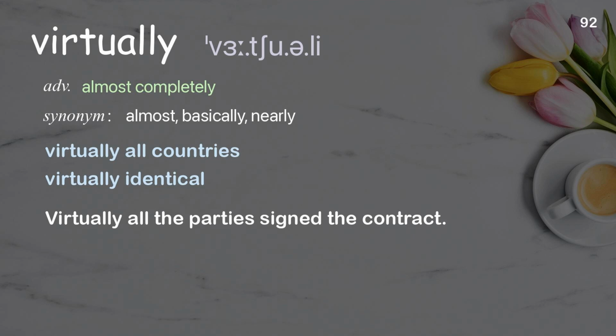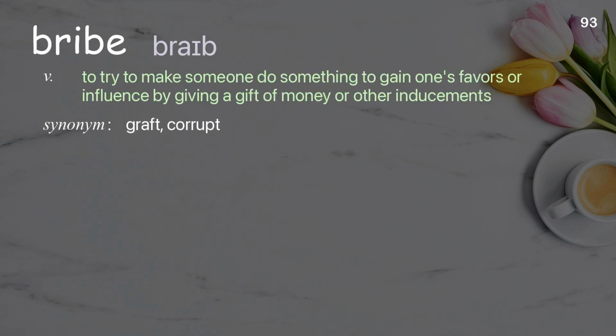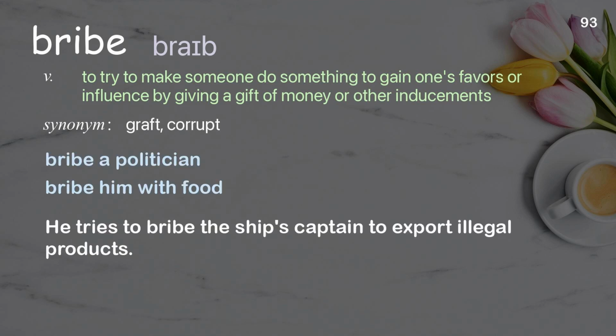Bribe. To try to make someone do something to gain one's favors or influence by giving a gift of money or other inducements. Examples: Bribe a politician. Bribe him with food. He tries to bribe the ship's captain to export illegal products.